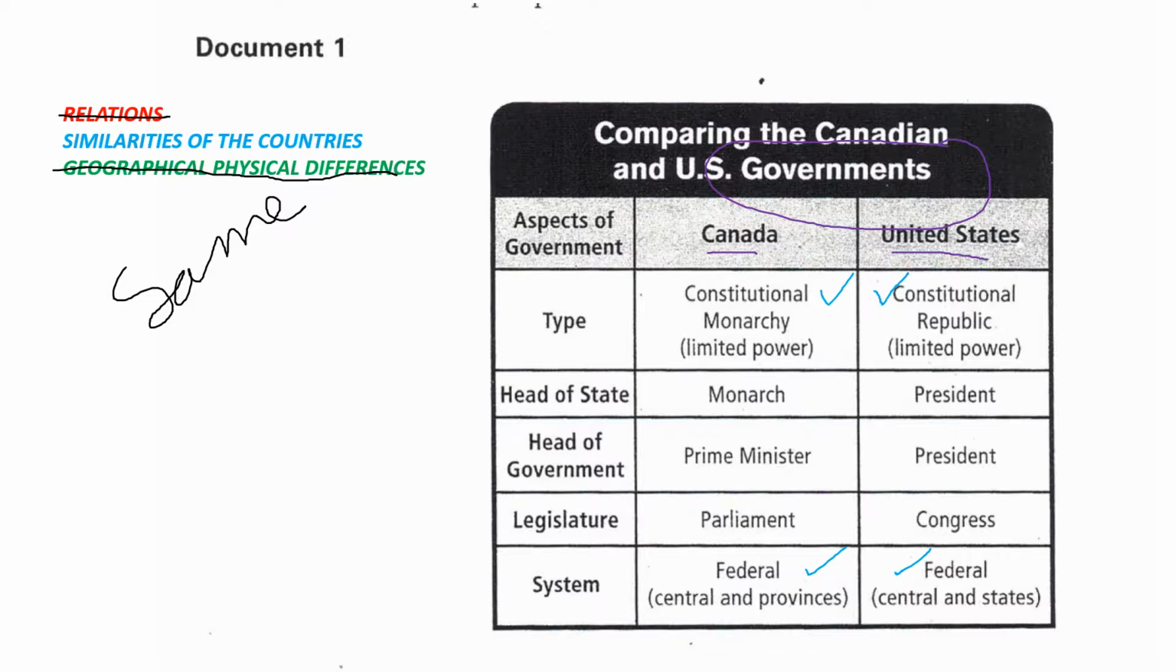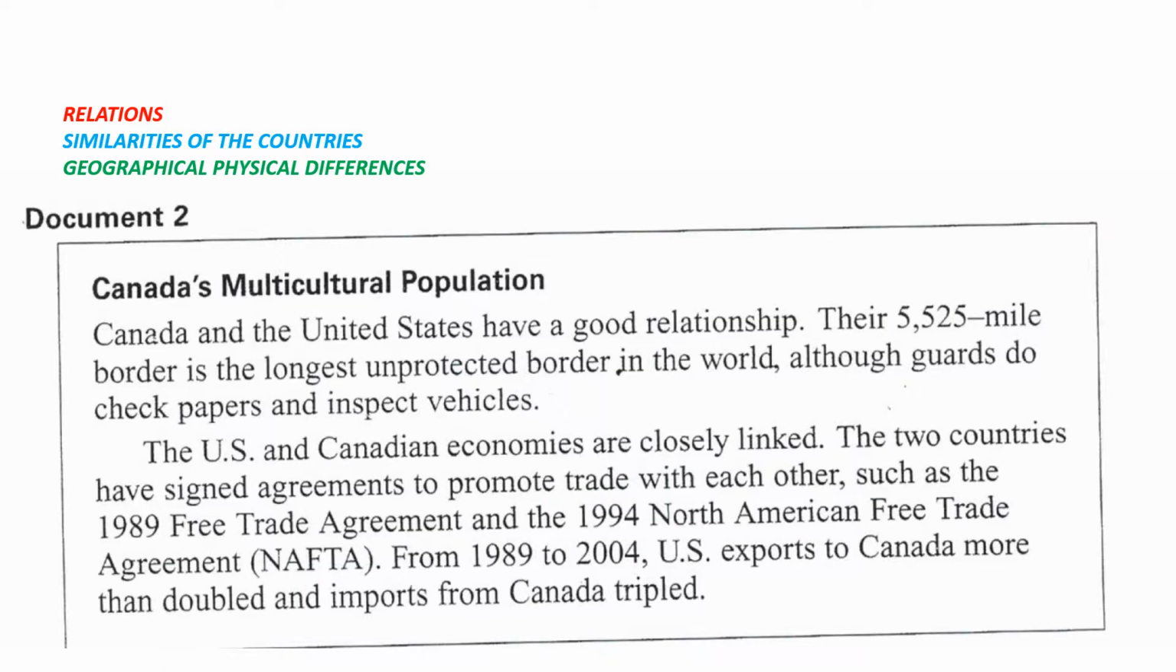Both of the countries have a legislative branch. Canada calls theirs Parliament, and we use the Congress. So these are very similar. So yes, we can use this document for similarities of the countries. Let's go to the next document, document 2. This document is about Canada's multicultural population. Let's go through the same process we did before. We'll read through this and see if it goes with relations, similarities of the countries, or the physical geography differences.